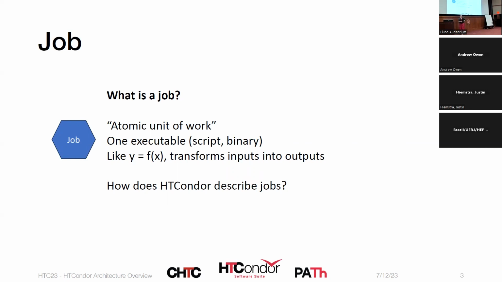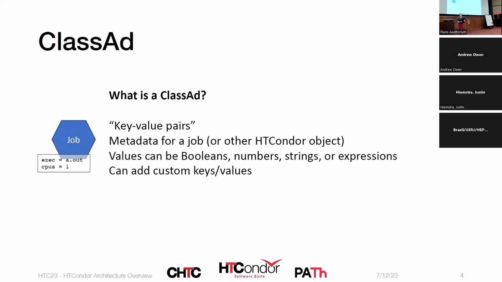So how are these jobs described? Jobs are described with a language, is that fair to say, called class ads. These are key value pairs. You could think of them as a list or a dictionary of metadata describing, in this case, a job. But we'll see in a minute, they're used for other kinds of entities in the HTCondor universe. They can have lots of different values. This last one, expressions, is what makes it especially customizable, and one might say complicated, because you can have both set values, booleans, numbers, strings, and these expressions that can change.